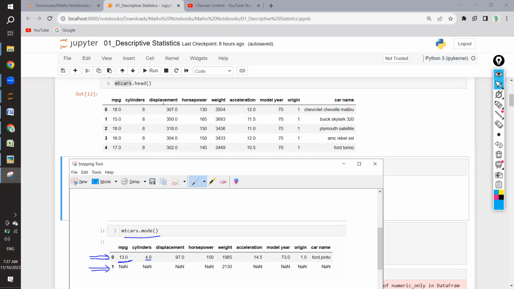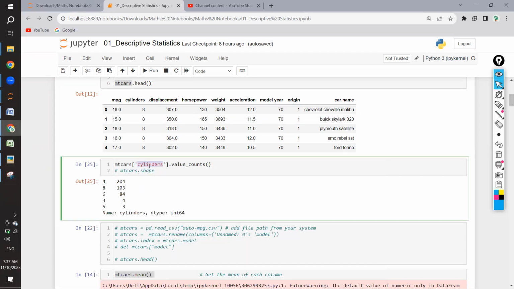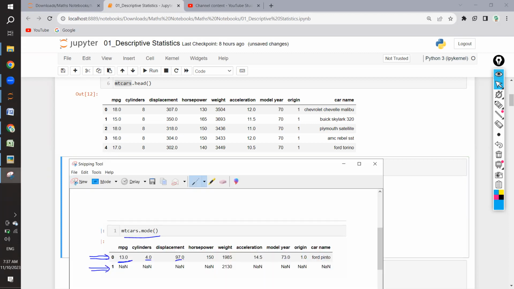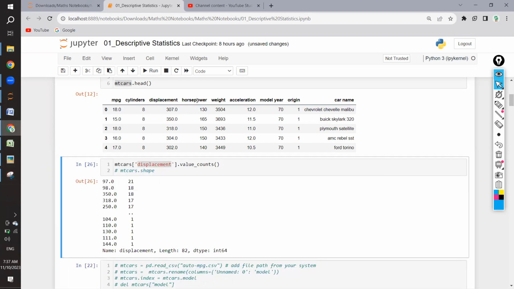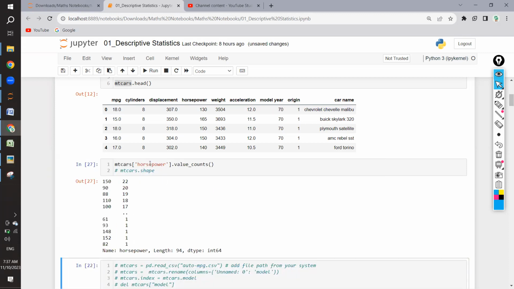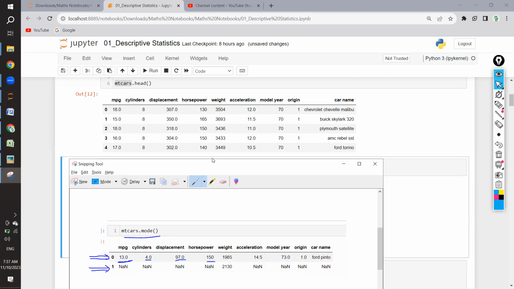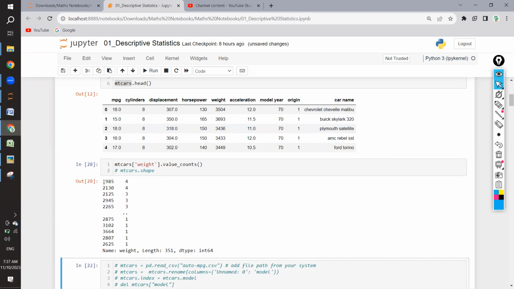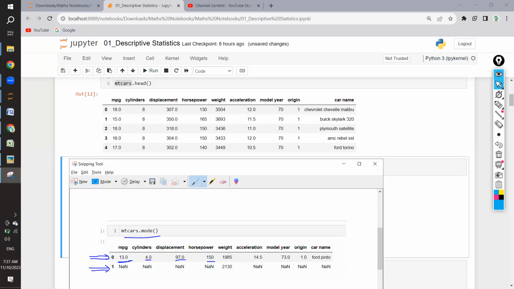Good. So if I show you displacement, 97 is the mode because it is repeating 21 times. Also for horsepower, 150 is the mode because it is repeating a maximum of 22 times. But if you see the weight, 1985 is repeating 4 times, and 2130 is also repeating 4 times. Agree? So that's why there are two modes, 1985 and 2130.